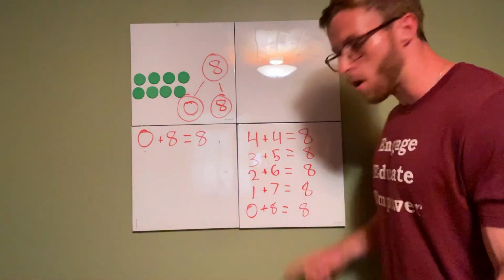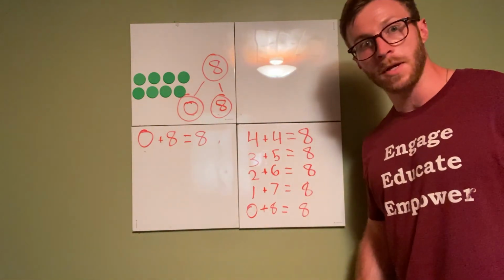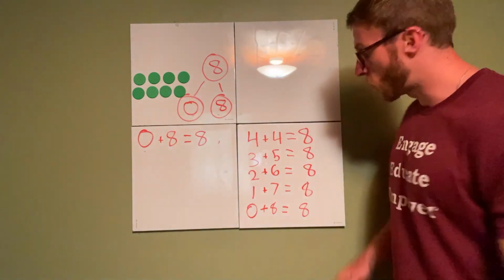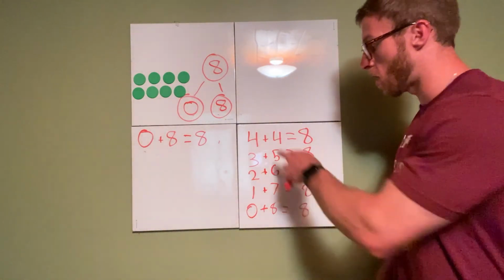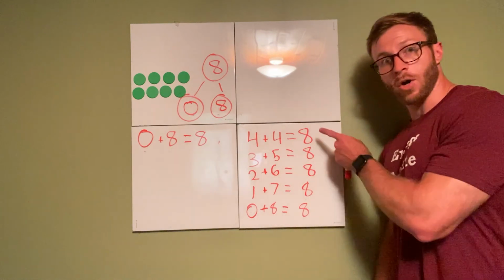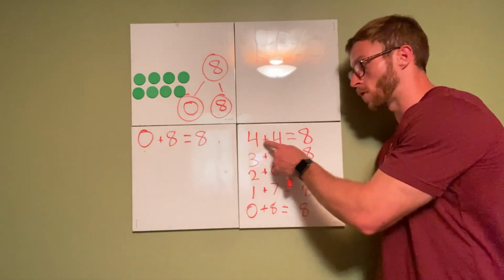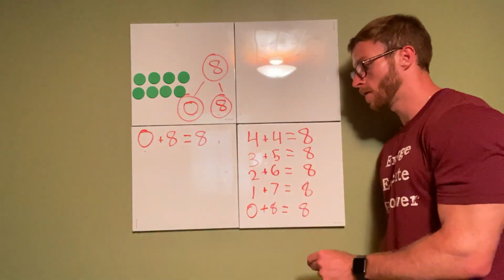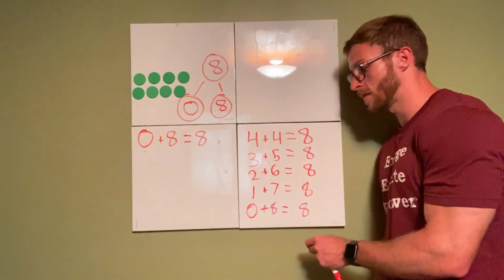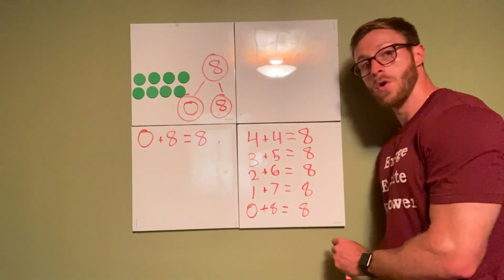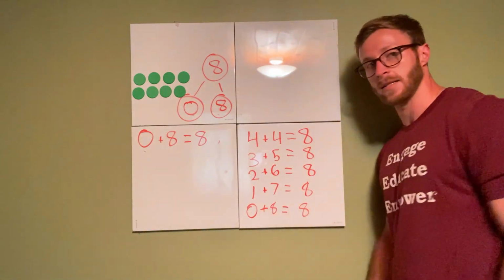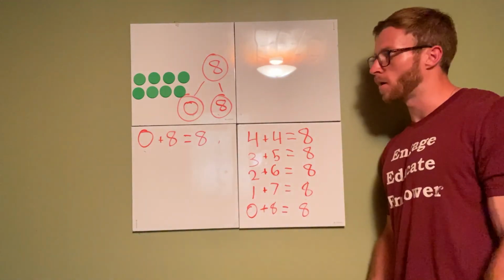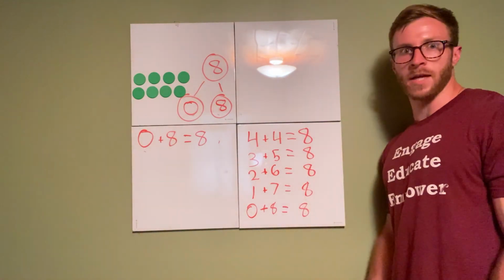Whoo! Look at all these different ways we just found to make the number 8. So we could split the number 8 up into all these different ways. We showed that you can split 8 up into 4 plus 4. We can split 8 up into 3 plus 5, or 2 plus 6, or 1 plus 7, or 0 plus 8. Awesome job. That's a lot of number sentences you guys just found.